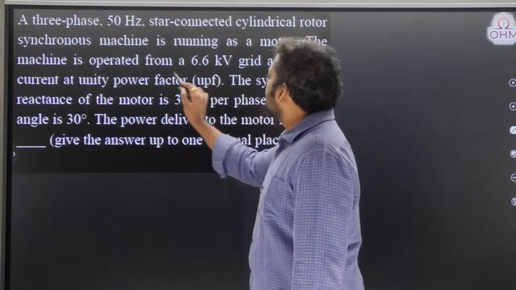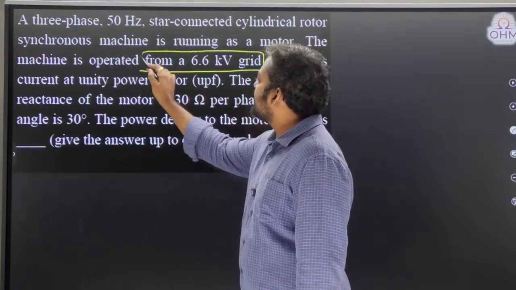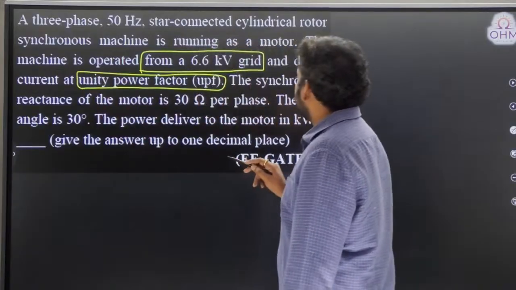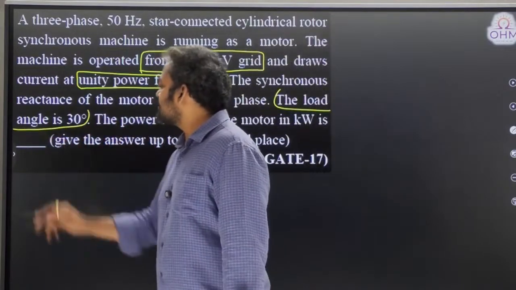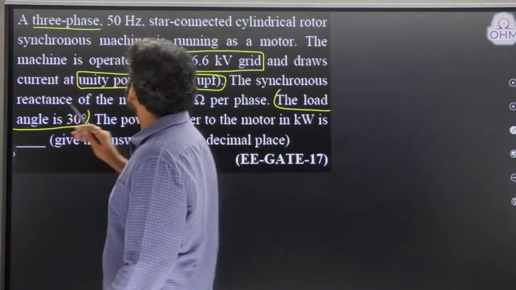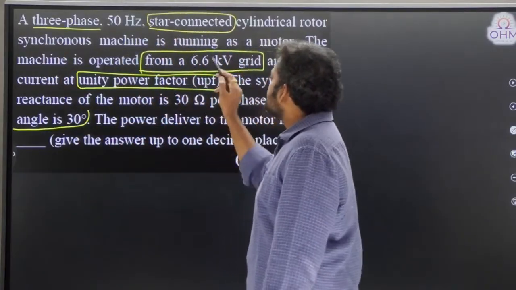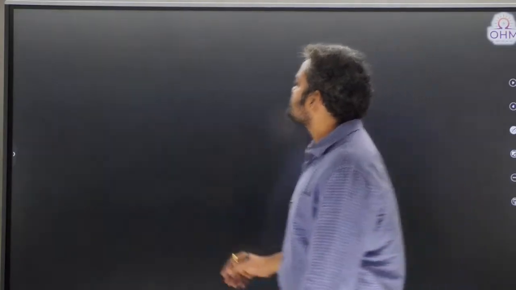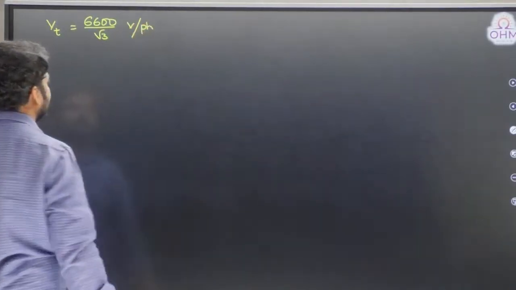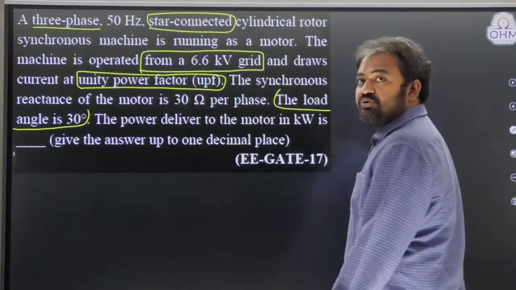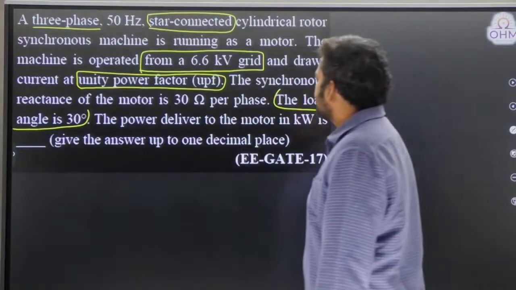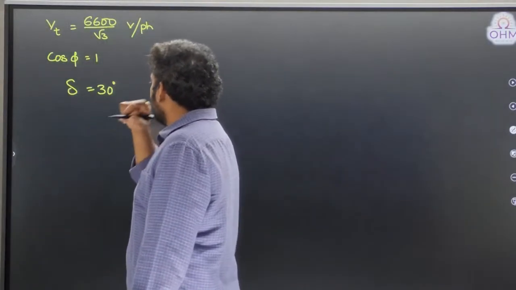If you see, the machine is operated from a 6.6 kV grid. This is obviously the line voltage. And it draws current at unity power factor. Load angle is 30 degrees. So first let me note down the details. It is a three-phase machine, and it is a star-connected machine. So line voltage 6.6 kV means what will be the phase voltage? I can write terminal voltage is equal to 6600 by root 3 volt per phase. Next information: machine is operating at unity power factor. That means cos phi is equal to 1, which means sin phi is equal to 0. Next information, load angle is equal to 30 degrees.